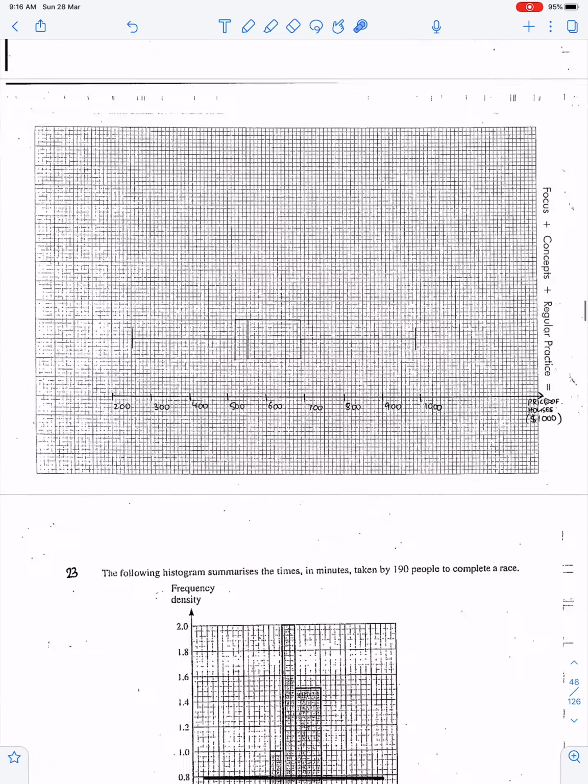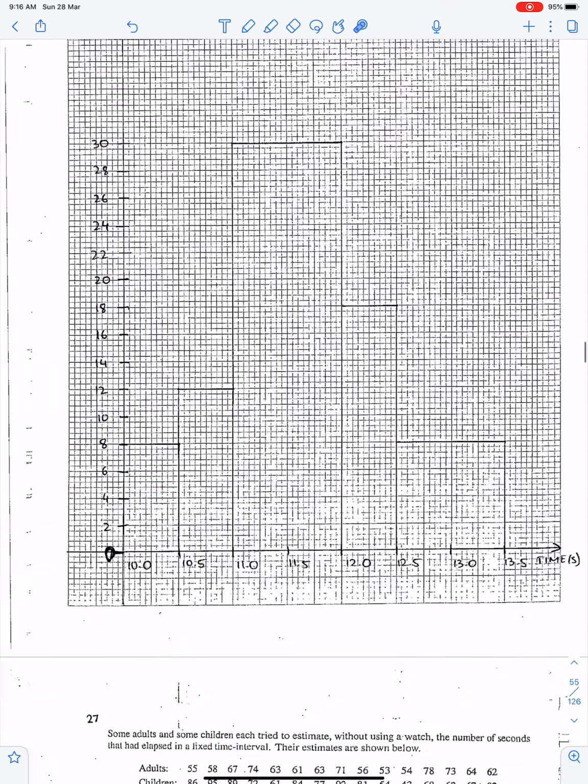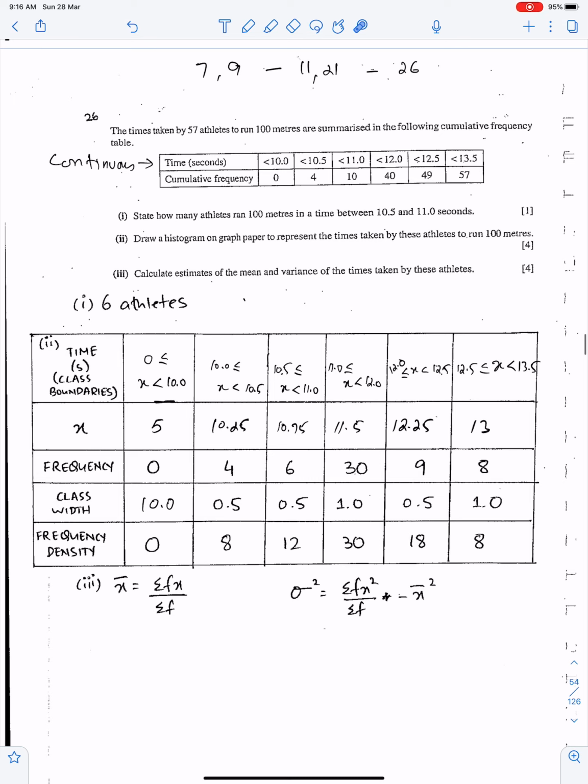Now the next question is 26 of this type. Again the data is continuous, time. Again go for the inequalities. And the first number should be 0. And get the mean and variance. State how many athletes ran 100 meters in a time between 10.5 to 11.0. So 6 athletes.